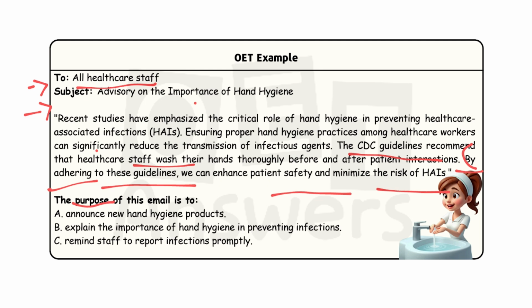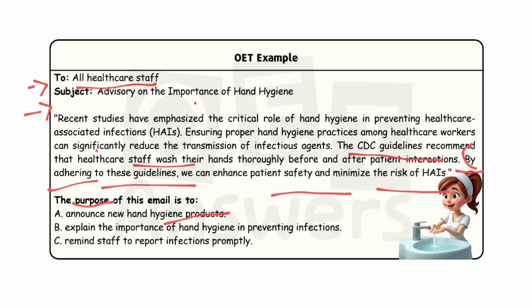First of all, you need to understand it in depth, and finally, if you focus on the last line a little bit more, you will get the perfect answer. Now you can see the three different options. Announce new hand hygiene products. About hand hygiene products, you cannot find any information in the text, right?